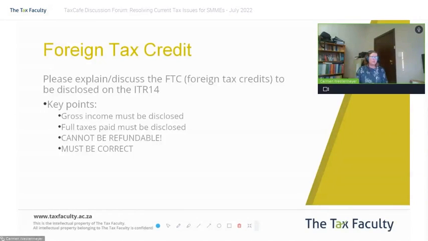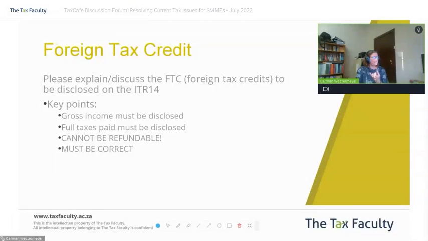So what I wanted to do was a little bit more of a highlights reel on what it is, and what the key principles are you need to remember when considering your foreign tax credit. So first things first, whenever you want to claim a foreign tax credit, you actually have to have foreign income.